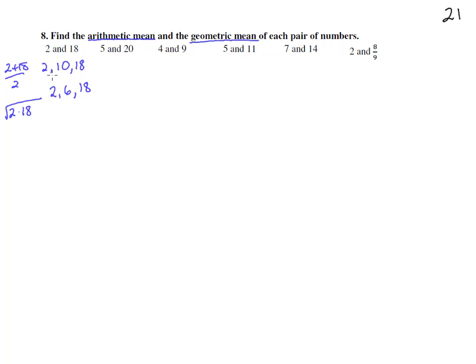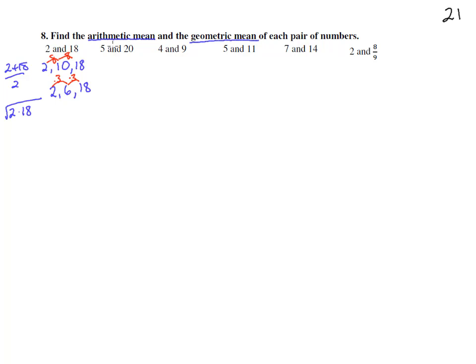And notice how it works. This has a distance of 8 and a distance of 8. That means 10 is in the middle of an arithmetic sequence with 2 and 18. Here we times by 3, and here we times by 3, common ratios. So 6 is in the middle of 2 and 18 in a geometric sequence. So that's why we have a geometric mean.